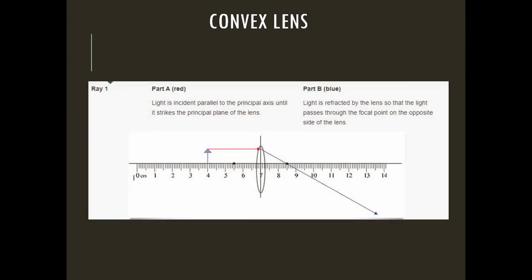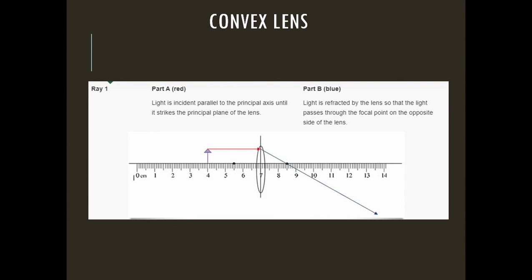And right now, I'm going to present to you three different situations and how light acts upon the lens. So this is the first one, ray 1, part A. You will find part A in the red arrow that you have in the diagram. Let's analyze what it says. Light is incident parallel to the principal axis until it strikes the principal plane of the lens.